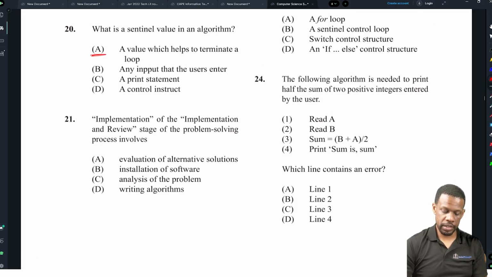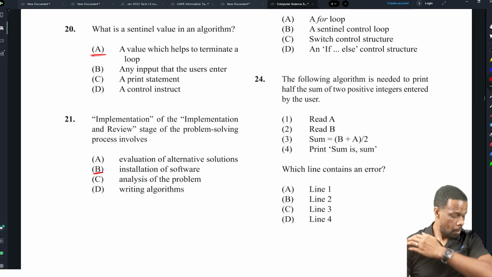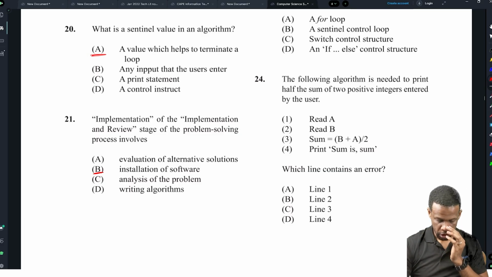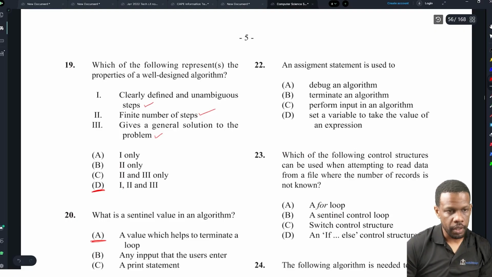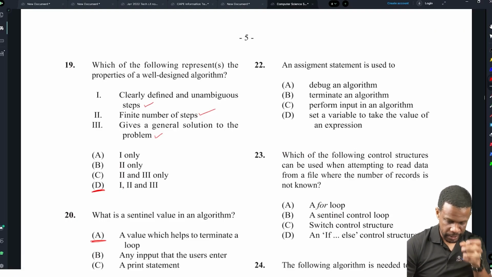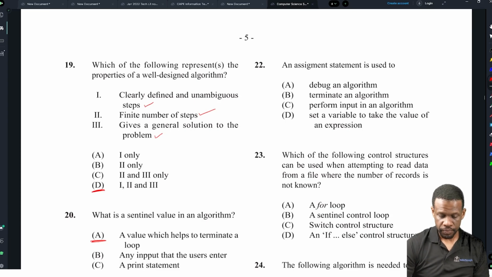21. Implementation and review stage of problem solving involves what? Installation of the software. Number 12. 22. An assignment statement is used to set a variable to take the value of an expression.